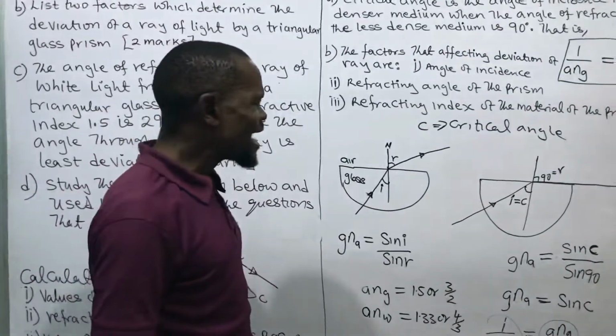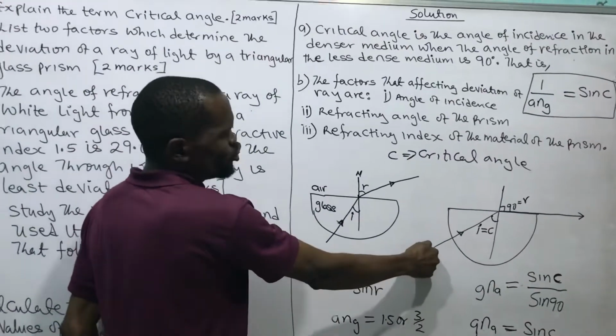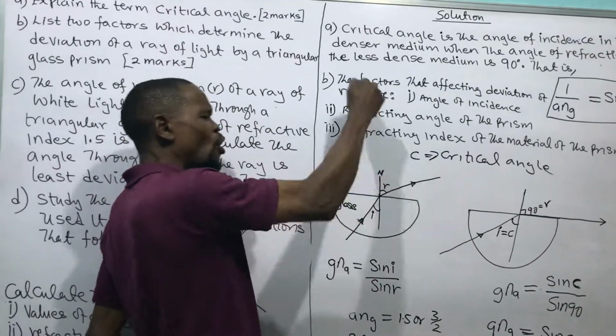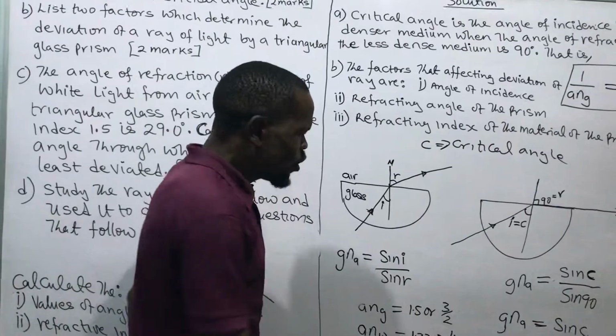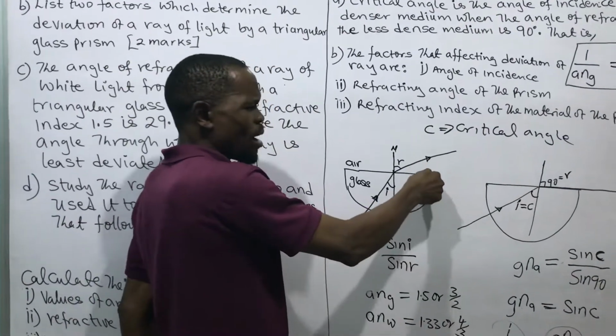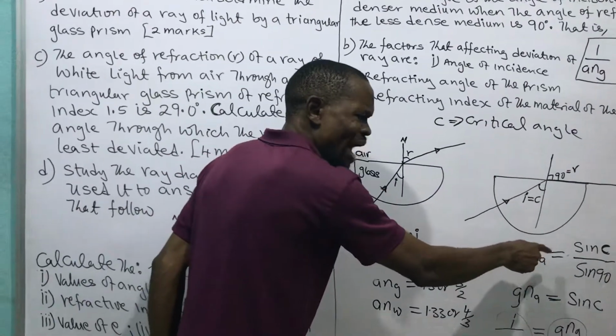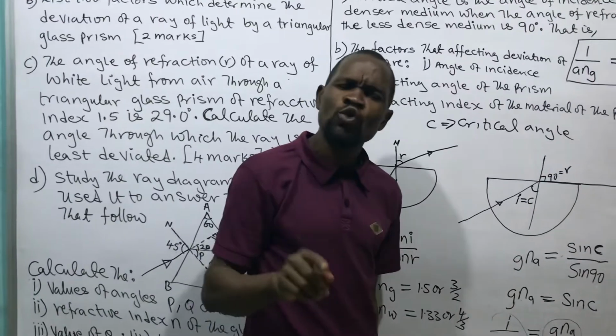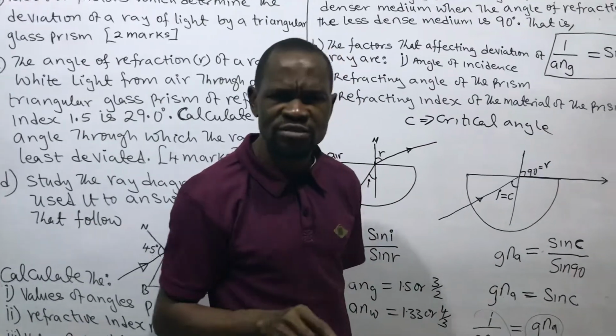Then somebody will ask, what if we continue to increase this angle more and more? If we continue to increase it more and more, what we are going to achieve is what we call total internal reflection.